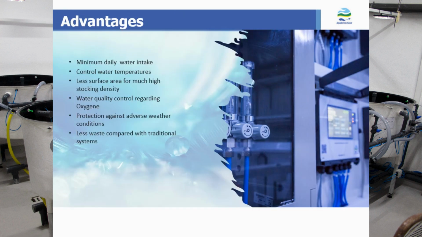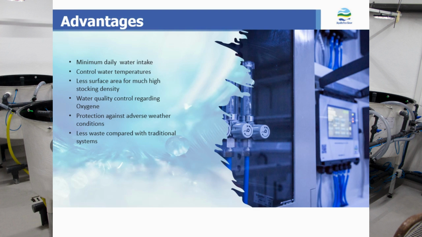So we already know the RAS components and why it's important to keep down the ammonia for the fish health. Now I will show you the advantages and disadvantages of RAS, first starting with the good things. Number 1, a correctly designed and operated RAS requires a minimum daily water intake, enough to clean the filter residues and to replace the water lost by evaporation.